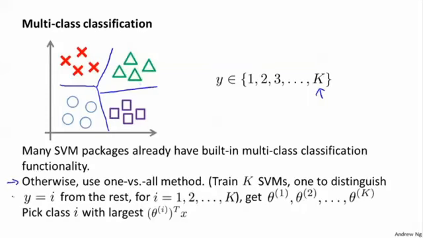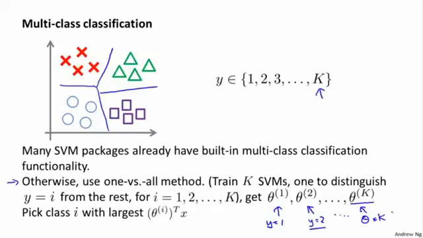Otherwise, one way to do this is to use the one versus all method that we talked about when we were developing logistic regression. What you do is you train K SVMs, if you have K classes, one to distinguish each of the classes from the rest, and this will give you K parameter vectors. So this will give you theta 1, which is trying to distinguish class y equals 1 from all of the other classes. Then you get a separate parameter vector theta 2, which is what you get when you have y equals 2 as the positive class and all the others as the negative class, and so on, up to a parameter vector theta K, which is the parameter vector for distinguishing the final class K from everything else.